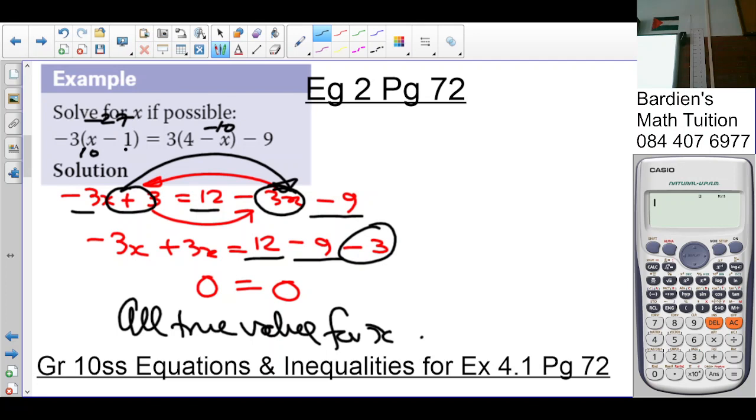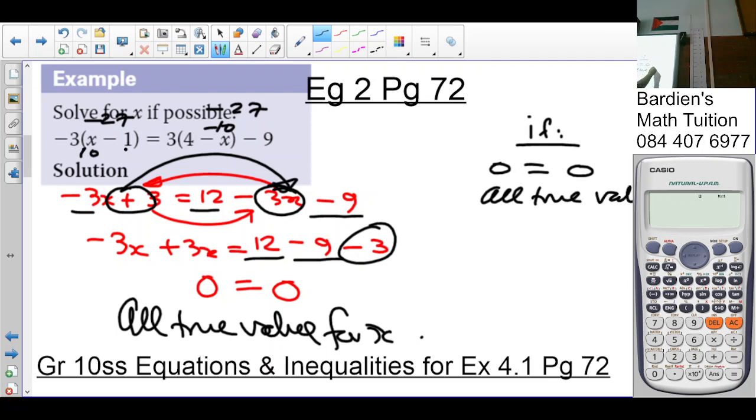Negative 6 times negative 3 is negative 18. Negative 18 minus 9? Negative 27. So whichever value you choose for x, it will work. So make a note here. If you've got an equation and you get 0 is equal to 0, then you write all true values for x. That's the first thing I need you to make a note of.